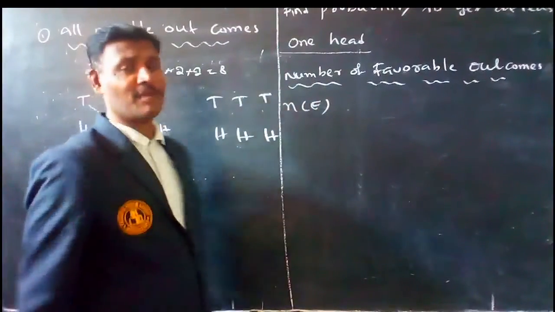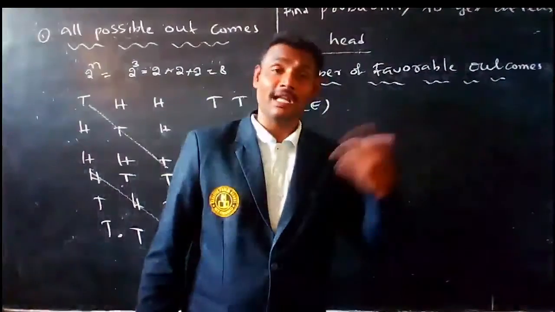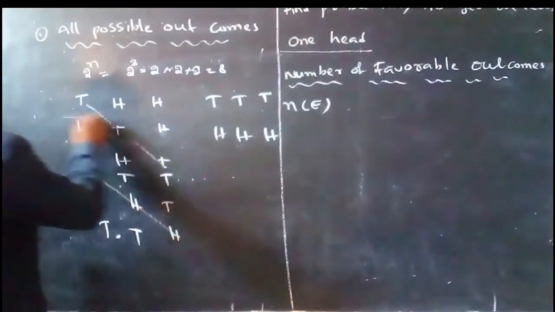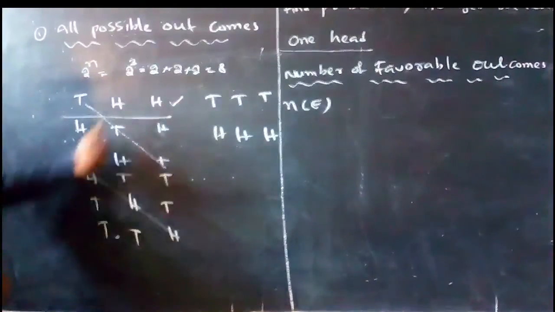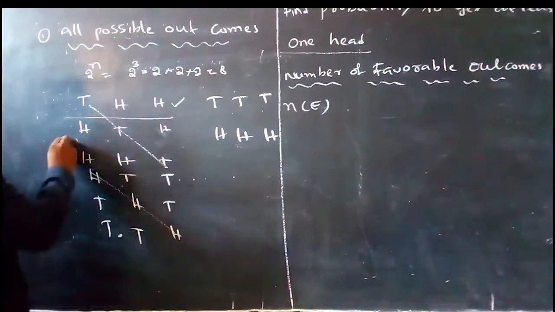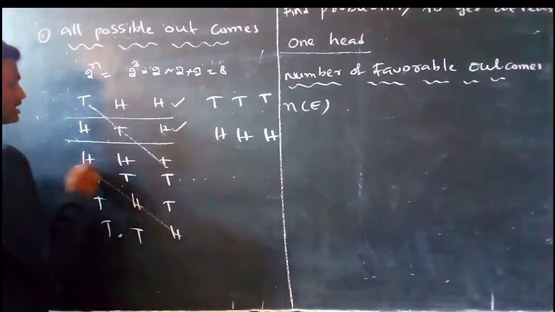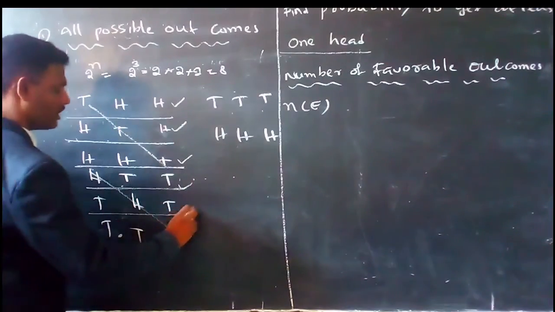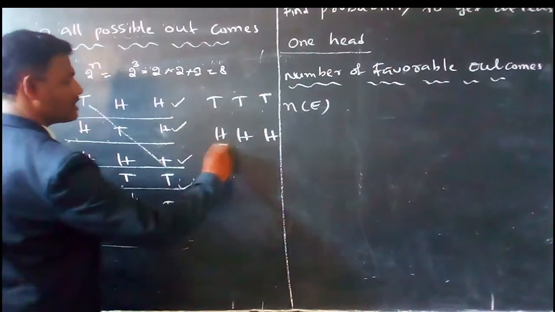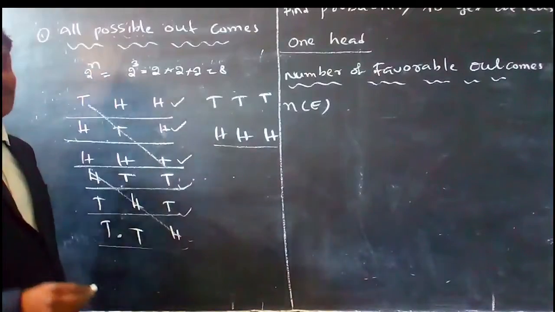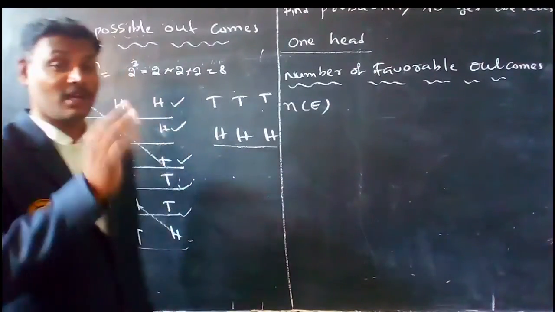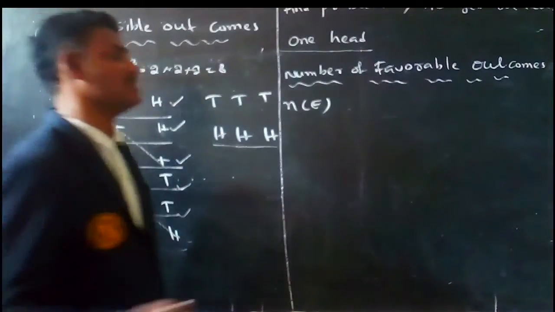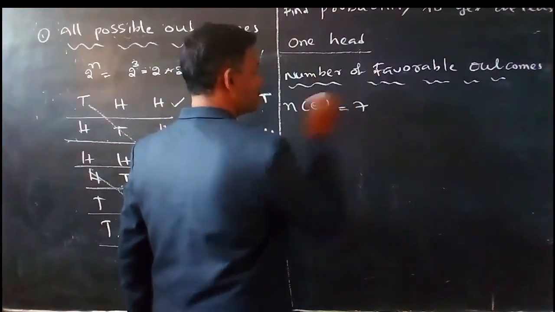At least one head means we can take 2 or 3, but I need at least one head. So in these conditions, this one we can take. Why? Because one head is there. This also we can take. This also, this also, this also, this also, and this also we can take. So how many chances? 7 chances. Out of the 8 chances to get at least one head, there are 7 chances. N of E is equal to 7.